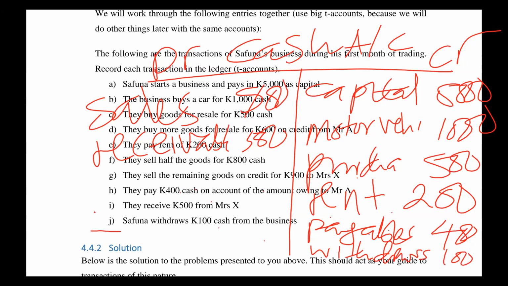So from here, what we do now, we balance off this account. How do you balance off? Let's sum quickly on both sides. Let's start from the credit side. 5,000, 1,000, that's 6,000, plus this is 1,000, 7,200, isn't it? Is it 7,200, right?